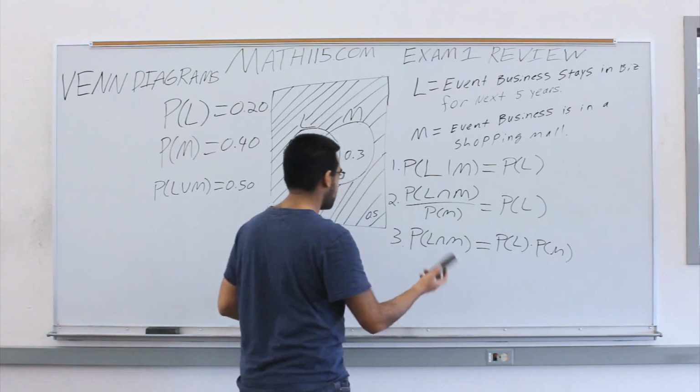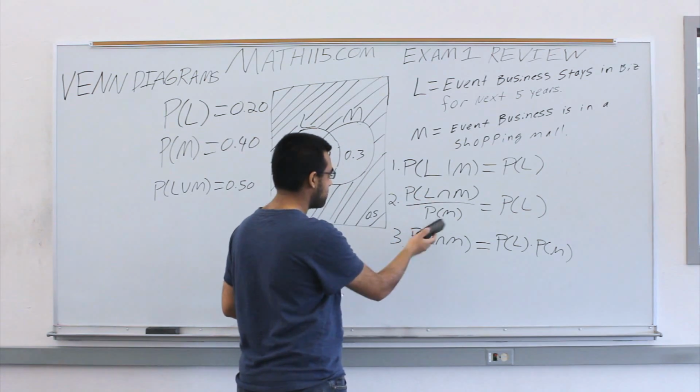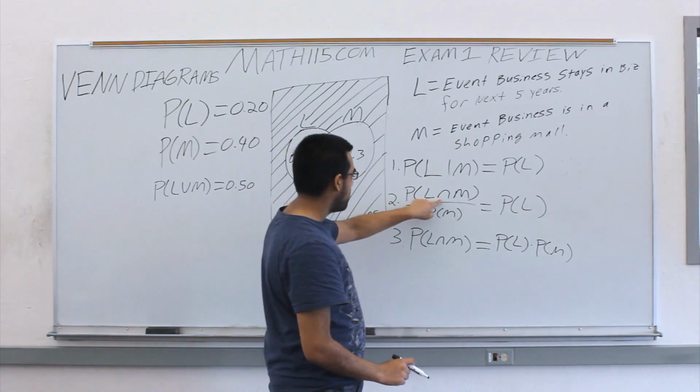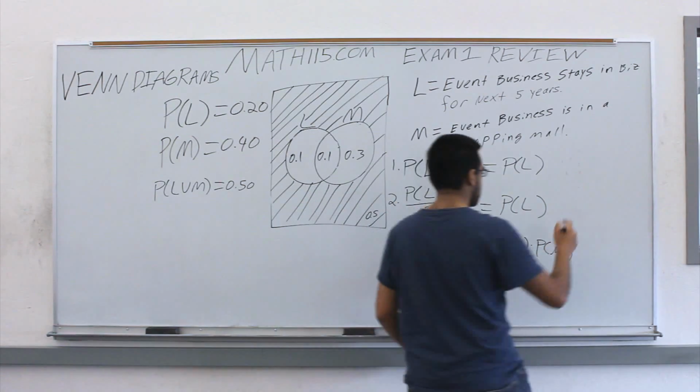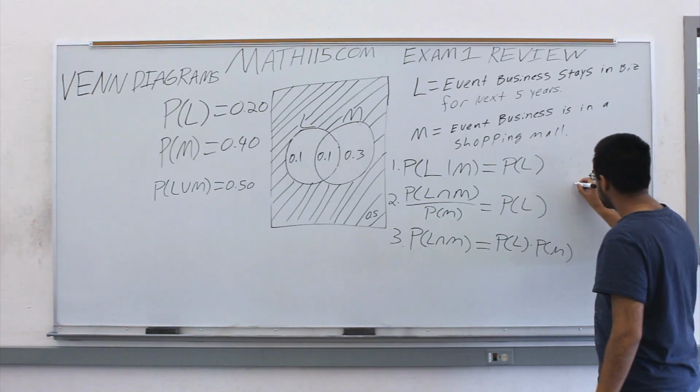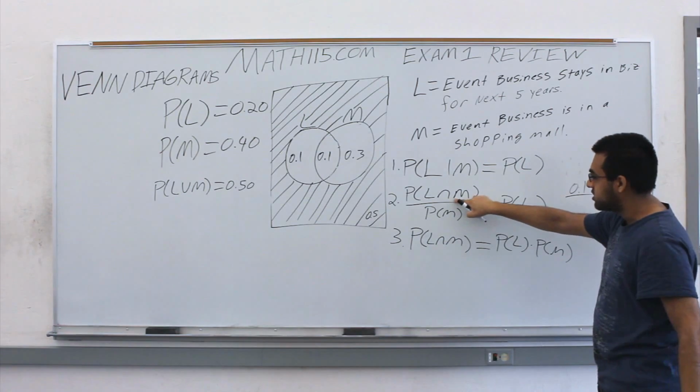So let's go ahead and just take one. Let's try using this one, because it looks like the easiest one. We already know what the intersection is, 0.1, so I'm just going to go ahead and write this over here. So 0.1 is this intersection right here.